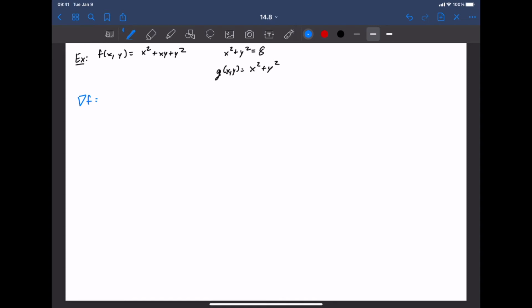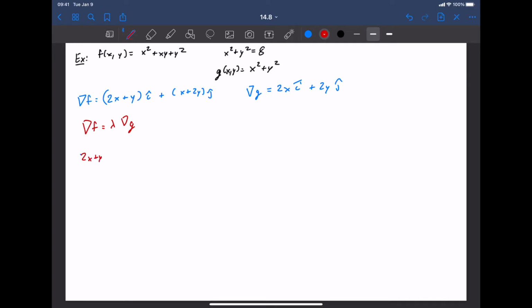The gradient of f, I'll just go back to the ijk notation, is very apparent that it is more complicated. This will be 2x plus y in the i direction plus x plus 2y in the j direction. Whereas the gradient for g is a much simpler function, 2x in the i and 2y in the j. So when we're trying to set their gradients parallel, so their normal vectors are parallel, what are we going to get?